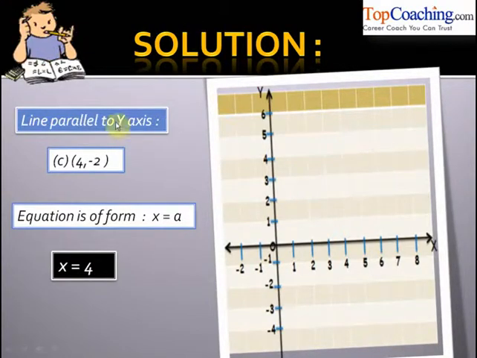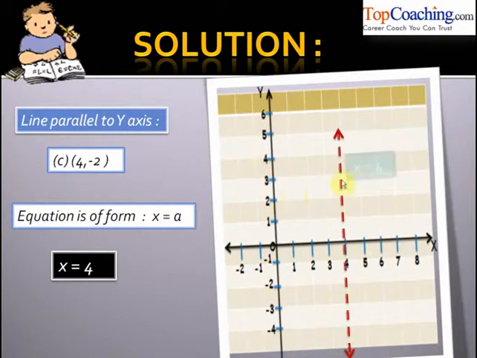Now once again, let's try to represent it in the graph. This line represents x equal to 4. Thus the red dotted line is x equal to 4, and every point lying on this line has the x-coordinate equal to 4. Also, this line is parallel to the y-axis and at a distance of 4 units from the y-axis. So with this we come to the end of our lecture.